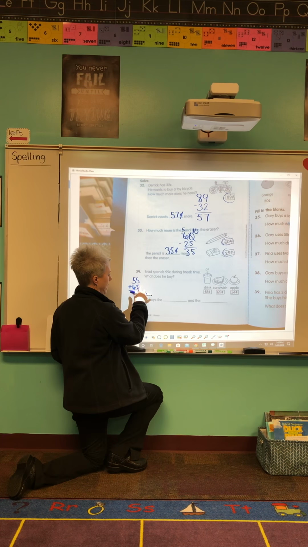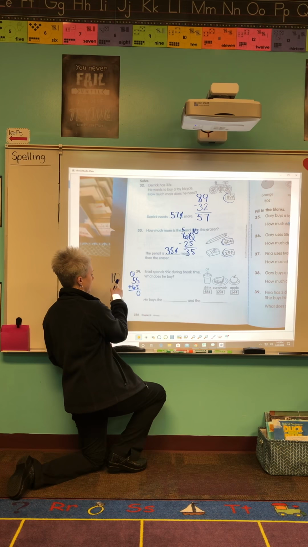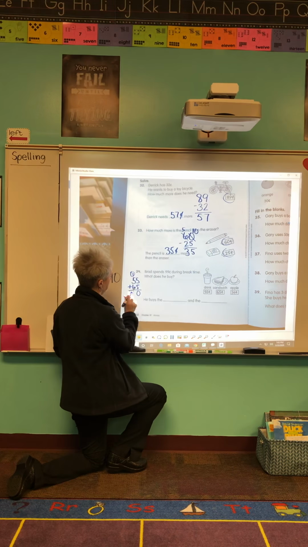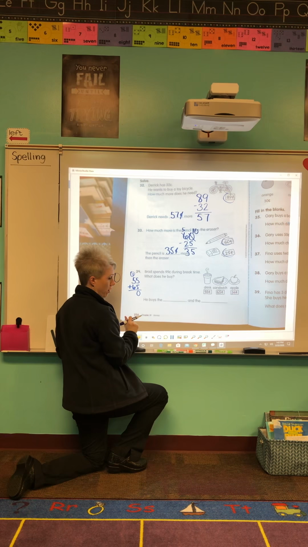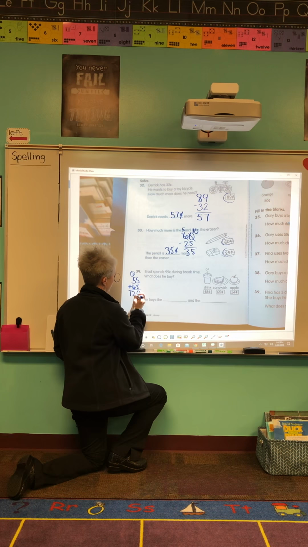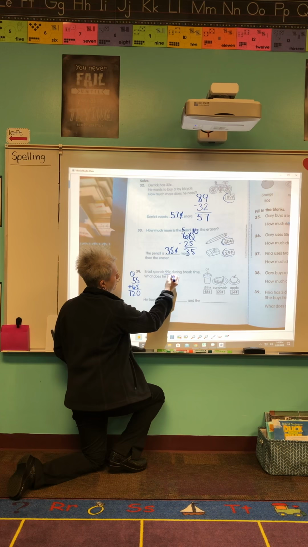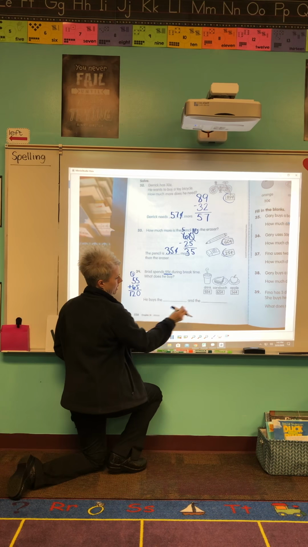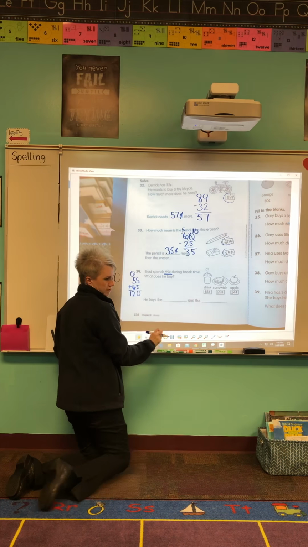5 plus 5 is 10. Good job. We put our 0 here. Carry that 1 because the number 10 has 0 in the ones and a 1 in the tens. We have to keep our ones and our tens columns lined up. 1 plus 5 is 6. Plus 6 more is 12. Okay, remember he only spent 99 cents. That's too much, okay? So he didn't buy the drink and the sandwich.